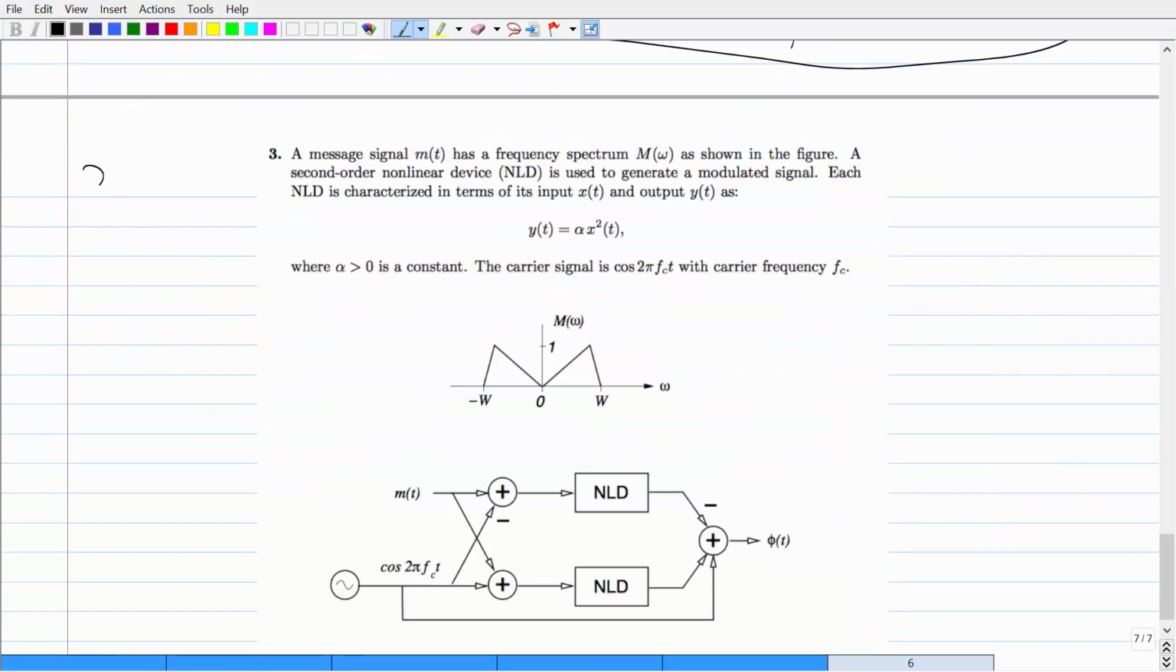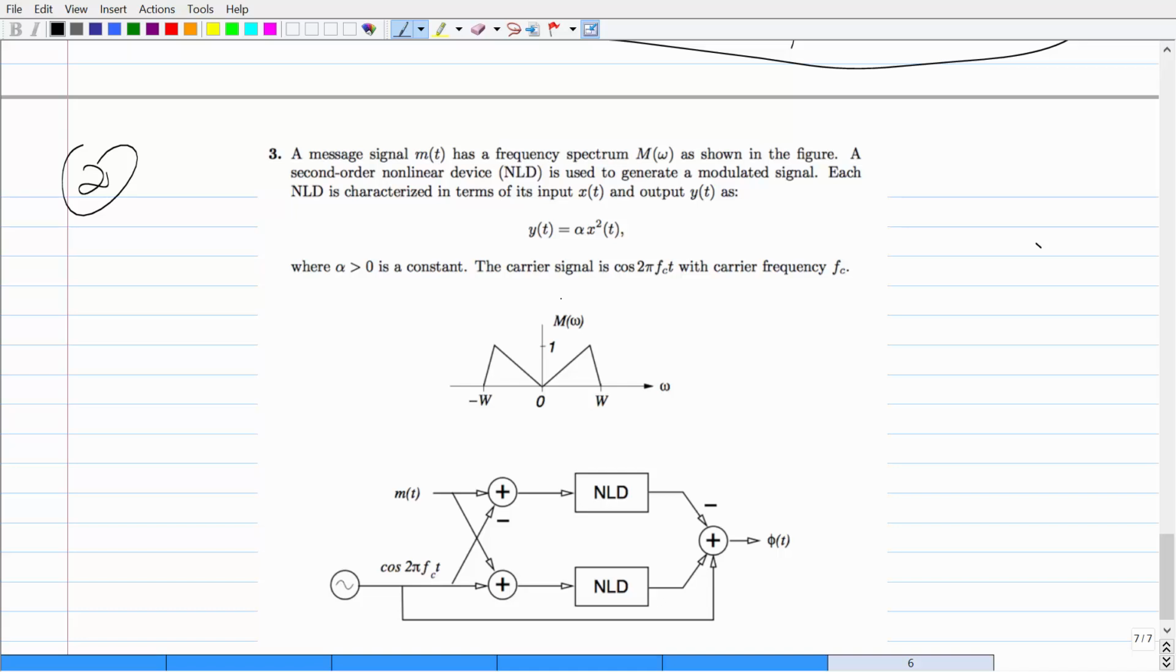Okay, so message signal. We have some message signal, and we have a couple of nonlinear devices. So the input is x of t, and then the output y is simply squaring it and applying some factor to it, alpha, which is greater than 0. Also, we have a carrier of 2 pi fc with some carrier frequency fc. So this is the diagram setup.